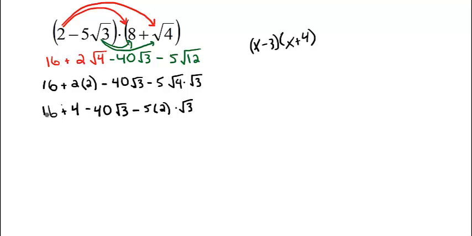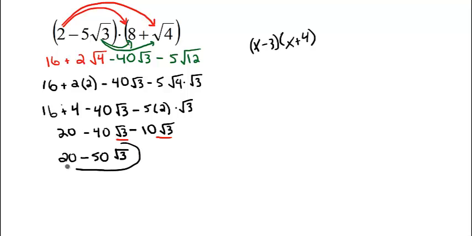Alright, simplify a little bit more. So we've got 16 plus 4, that's going to be 20, minus 40 times the square root of 3, minus, and then 5 times 2 is 10, minus 10 times the square root of 3. Now we've got 2 different parts that have the same radical. So 3 and 3, those are the same radicands, so we could actually combine these 2 parts. So this 20 is stuck by itself, we write that again, and then negative 40 minus 10 is going to be a negative 50. And then we could include that square root of 3 at the end, and that's going to be our final answer.